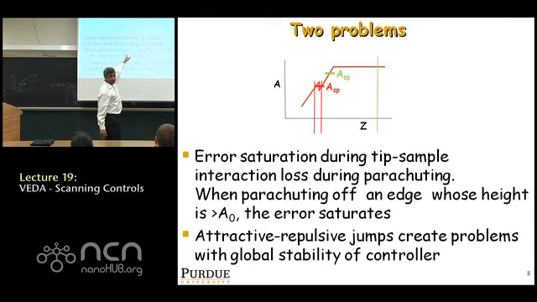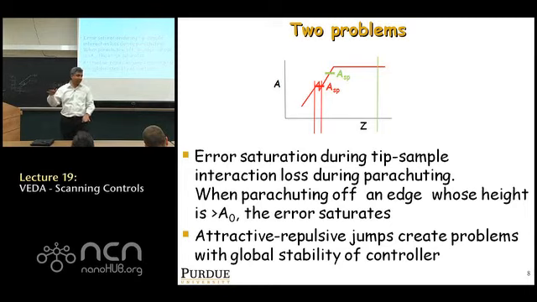You see, once you lose contact, the amplitude doesn't increase anymore. It saturates. So my point is that the system is incapable of realizing how far it is from the surface when it parachutes off. We want a situation where the error signal is proportional to how far off you are, right? So it pushes down.